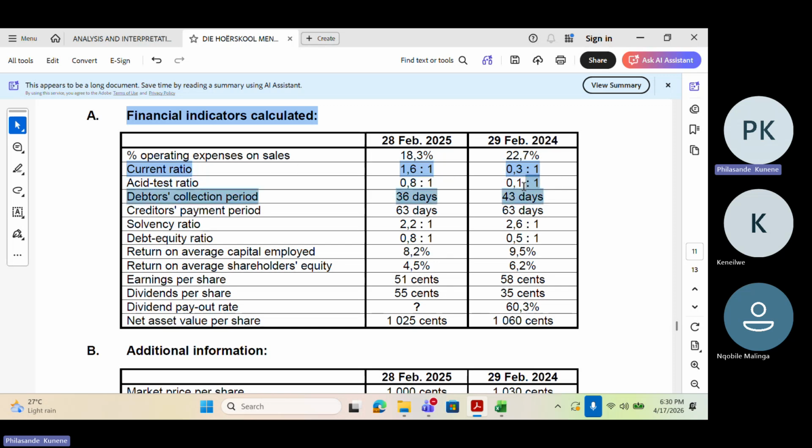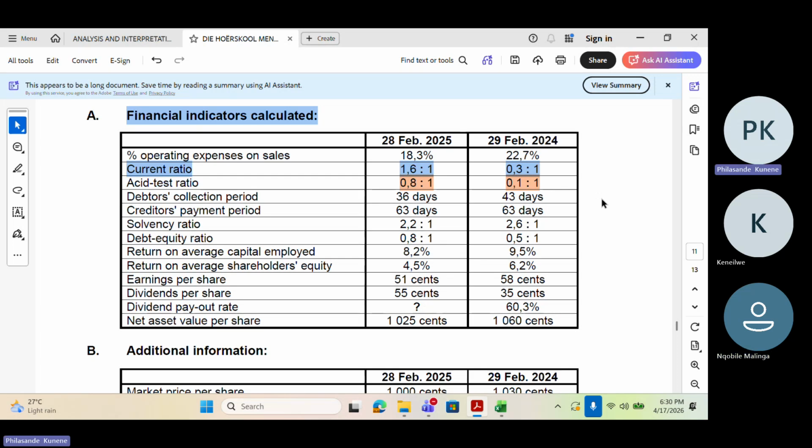And in here, we have an acid test ratio. Acid test ratio is 0.1:1, and then it moved to 0.8:1. So what about the acid test ratio? What can you say on your side about this one? Is this good or bad? Good movement, bad movement, improvement or decline? It's good. Yeah, I think it's good.